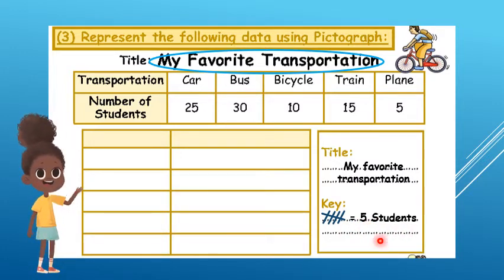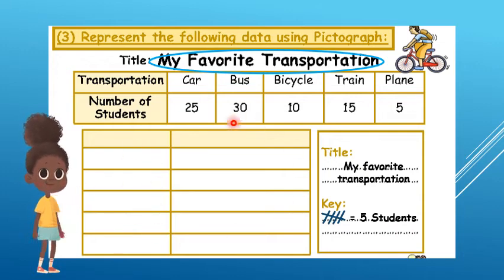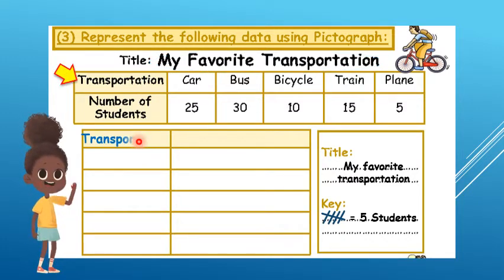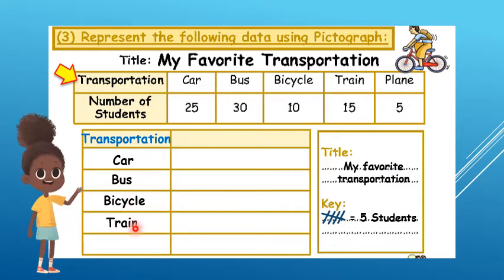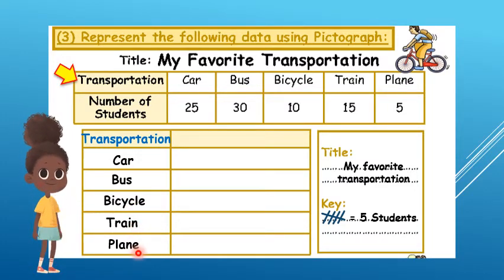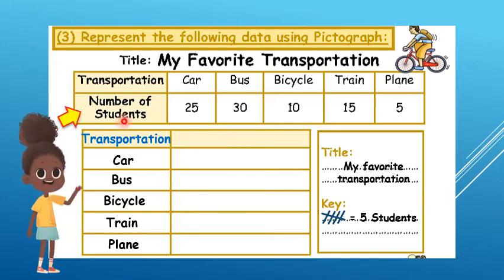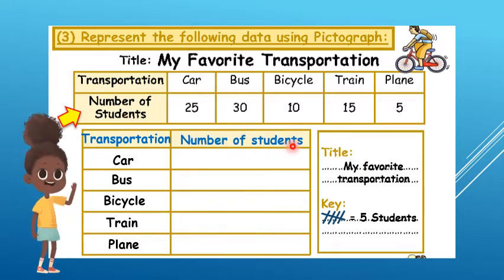Good job. Now let's fill this empty table. First column will be called transportation, and write it down here. And write down these transportations: car, bus, bicycle, train, and plane. Second column will be number of students, and use your pencil to write down here number of students. Now let's use our key to represent this number of students.